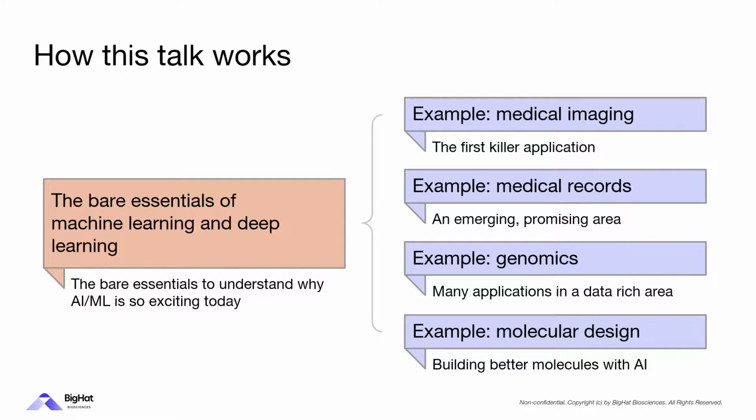This talk is divided into two parts. In the first section, I'll review the essentials of machine learning and deep learning needed to understand the upcoming detailed examples in the healthcare setting, which cover medical imaging, medical records, genomics, and finally end with a little discussion of molecular design with AI/ML.